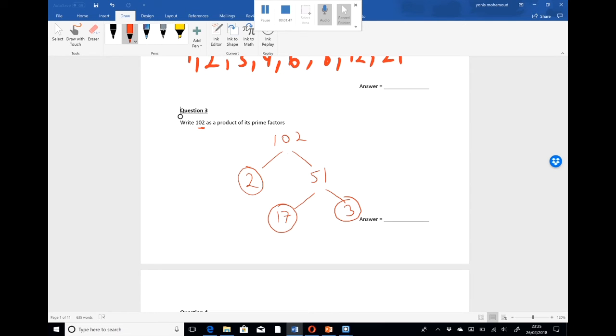So there you have it. The final answer will be 2 times 3 times 17. When they ask you to write 102 as a product of its prime factors, this is what they mean. They want us to break the number into prime numbers, which you can multiply all together.